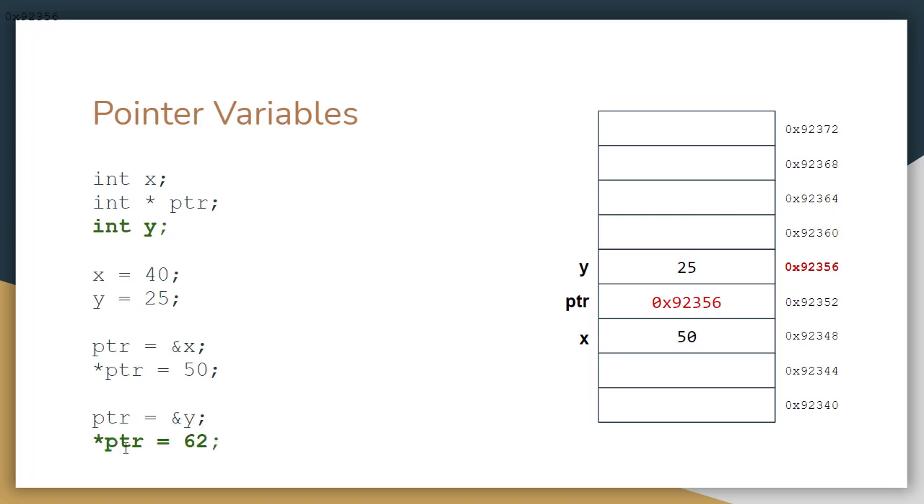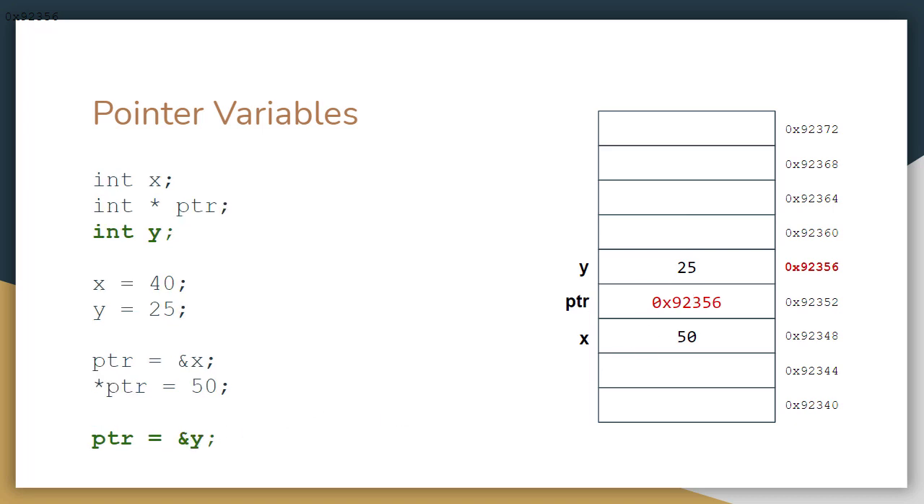And just like I did with x, if I dereference pointer, now I get an alias to whatever pointer was pointing to, which in this case was y. So what that means is I'm going to change the value of y to 62.